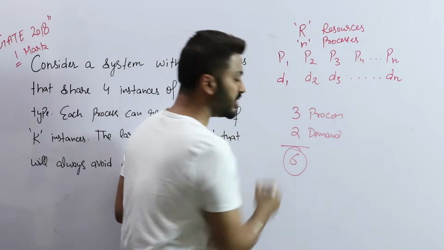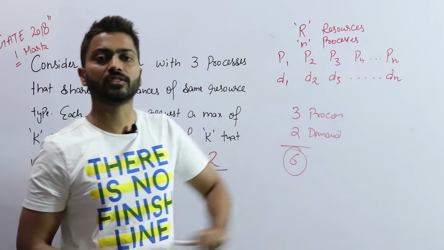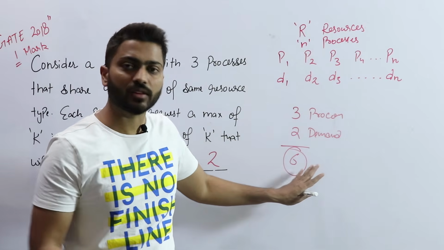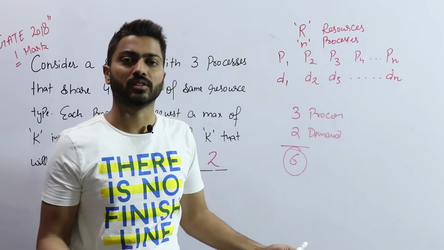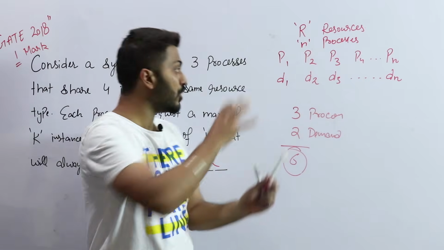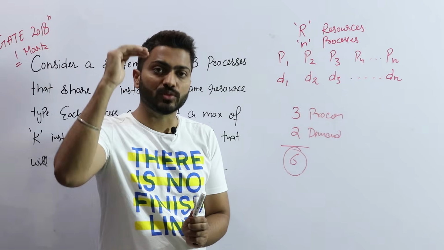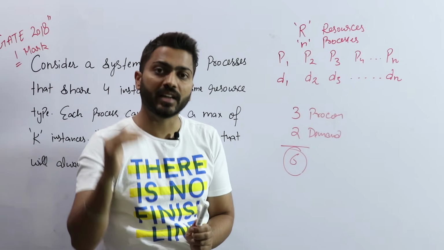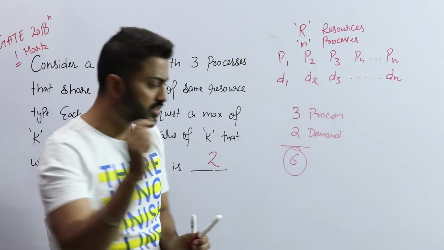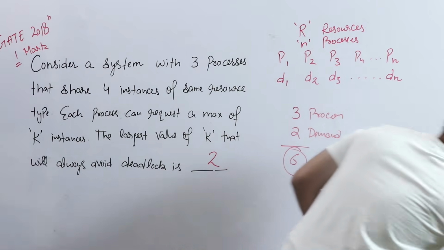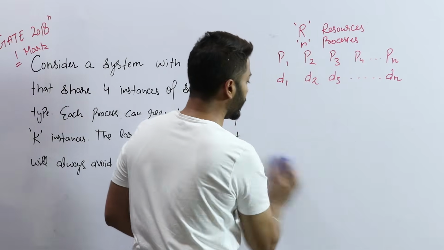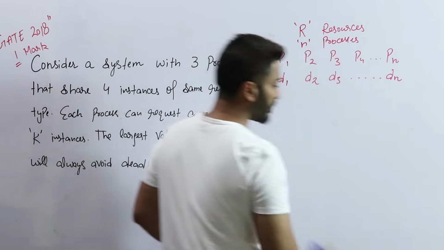So total will be 6 and I will give the 6 resources. If I give the 6 resources, that is the normal answer. But I have to follow the concept in which the number of resources should be minimum and the deadlock should not be there. So this is quite tricky, but if you follow it, you will definitely get the clarity.